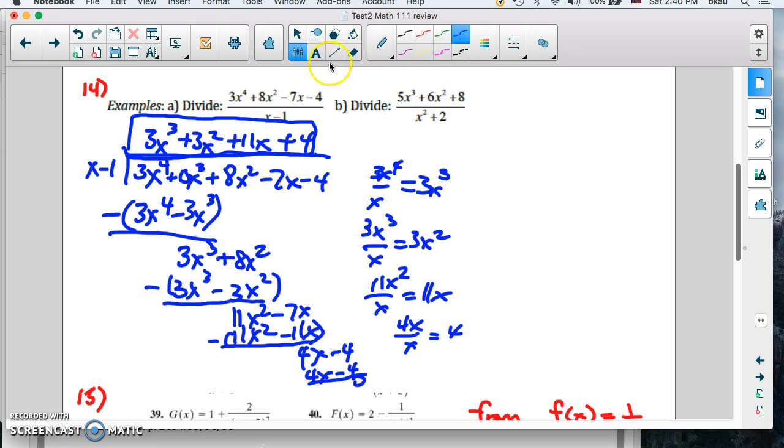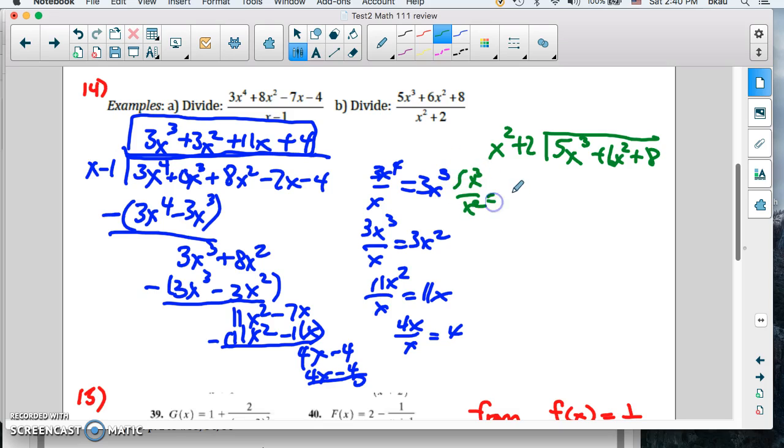Alright, now in this one, if we divide that pair, let's use a different color. So x squared plus 2 divided into 5x cubed plus 6x squared plus 8. Now I didn't leave any spaces here. Let's see if I can fit it in here. We divide these two terms, the 5x cubed by x squared, we get 5x. So we're going to put 5x here.